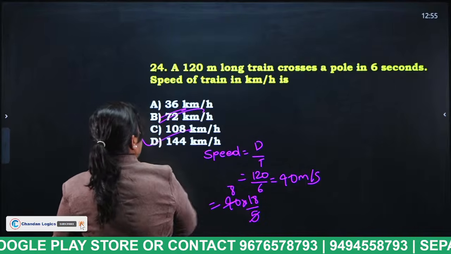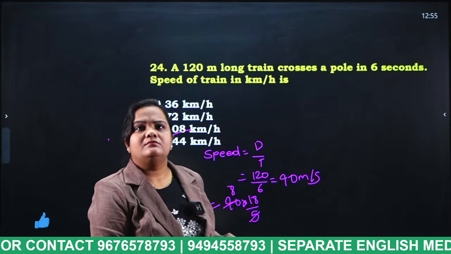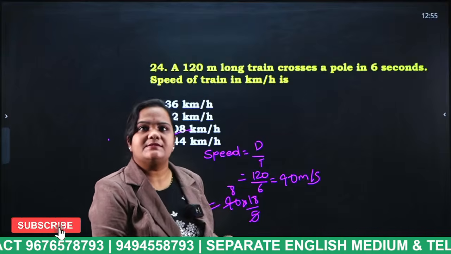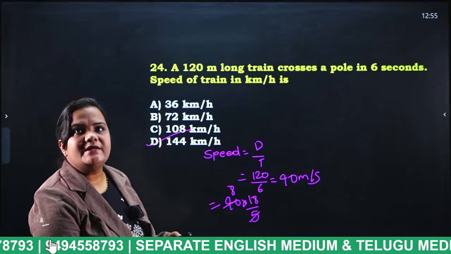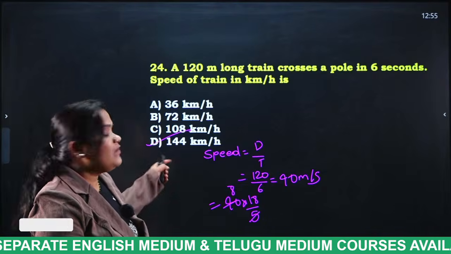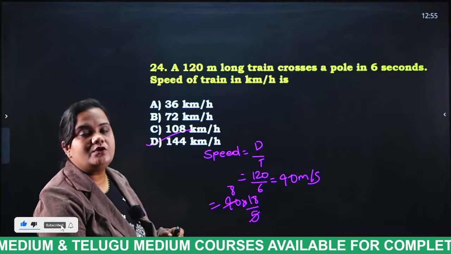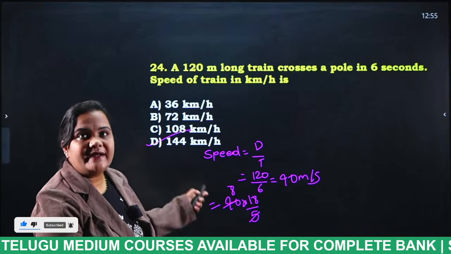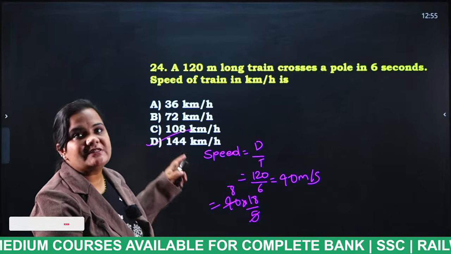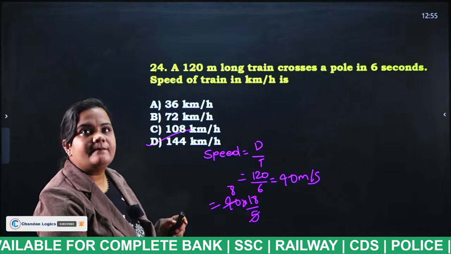So this is the answer. Yes. Very good, students. 18 8s are 144 kilometers per hour is the correct answer for this question. Speed is equal to distance by time. If you find the answer, you will get 144 kilometers per hour. Clear? This is correct. Okay. Next.